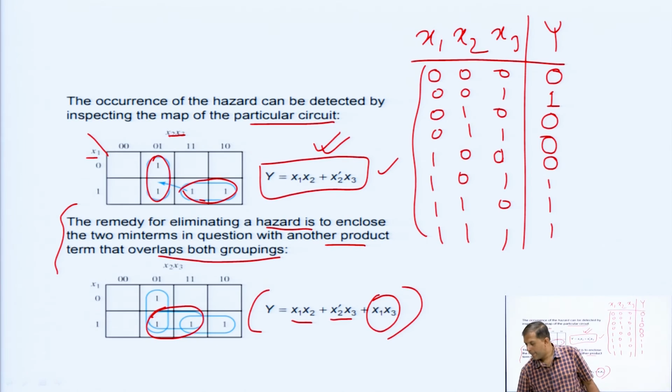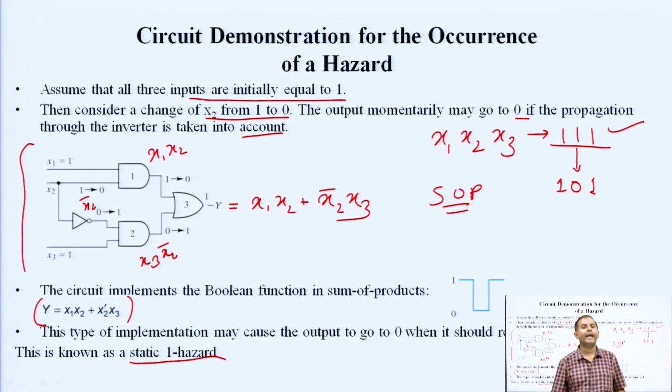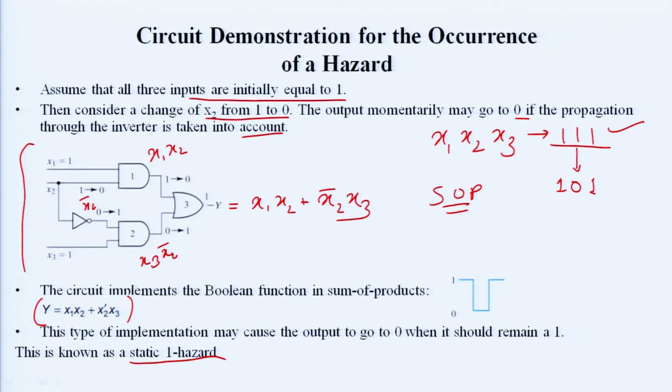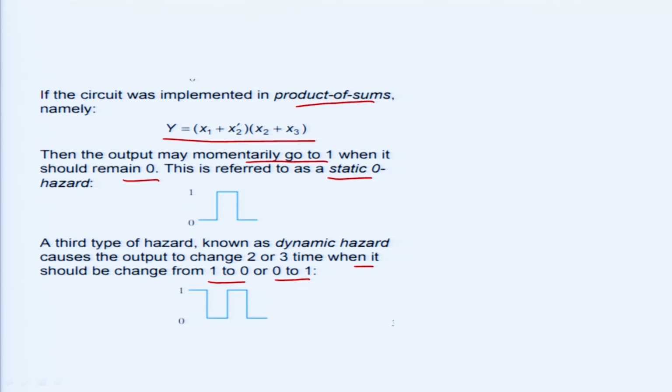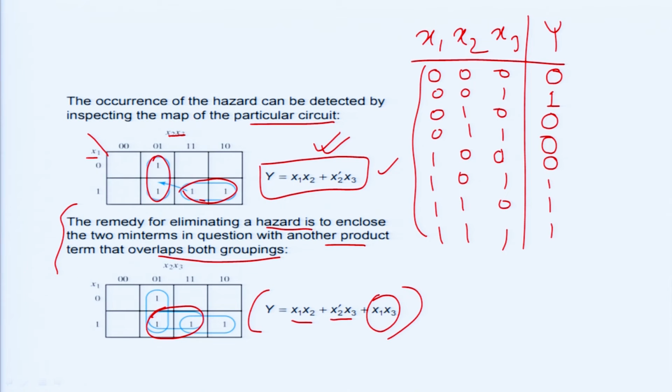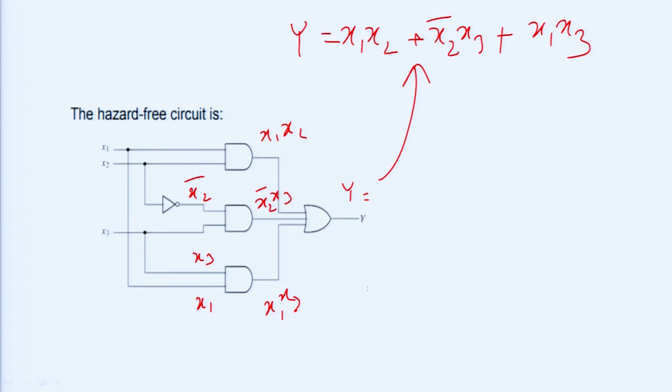So, this circuit was giving hazard. When the circuit is implemented in the SOP form, it will give a static 1 hazard. When it is implemented in the POS form, it gives a static 0 hazard. Finally, using the K map, we have included the overlapping grouping, and with that term we have eliminated the hazard. So, this is the hazard free circuit. Up to here we have discussed the types of hazard and how to remove the hazard.